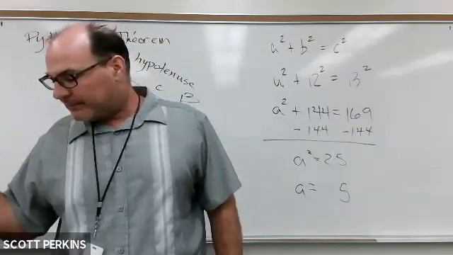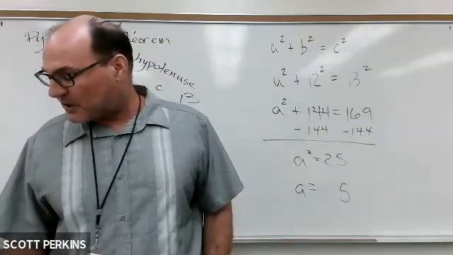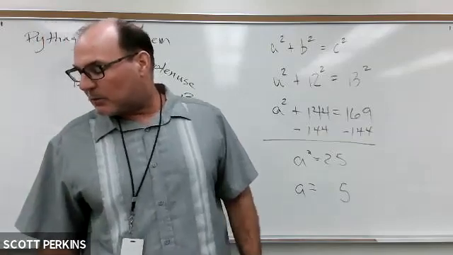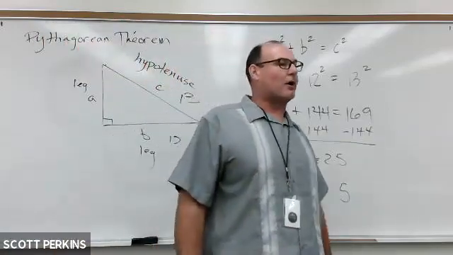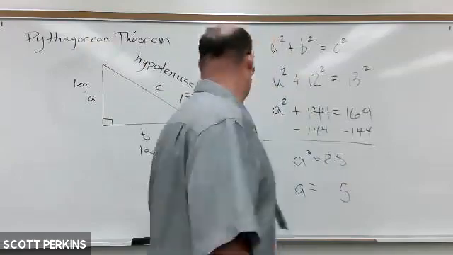Or exercise 1. I labeled them differently for some reason, just to confuse us all. For a triangle with legs of length 7 and 24, find the hypotenuse.